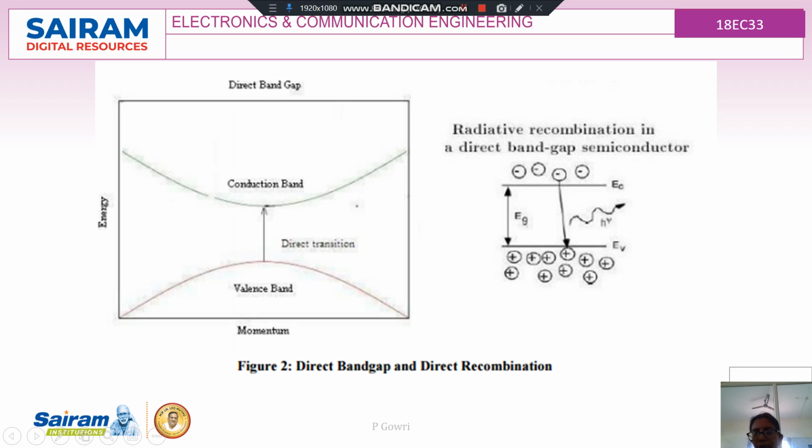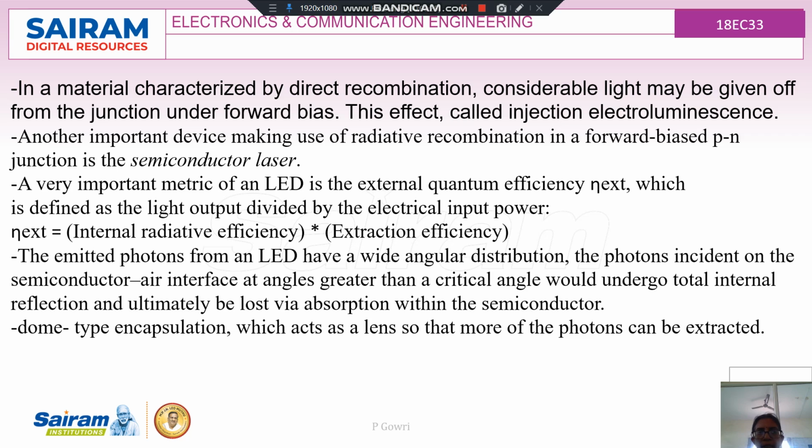So the wavelength of this light energy emitted is based on the material which is used to fabricate the PN junction device. So here, with the material characterized by the direct recombination, considerable light may be given off from the junction under the forward bias. But the main disadvantage of it is the incoherence. So to improve the coherence and to make use of the radiative recombination, we can go for the semiconductor laser.